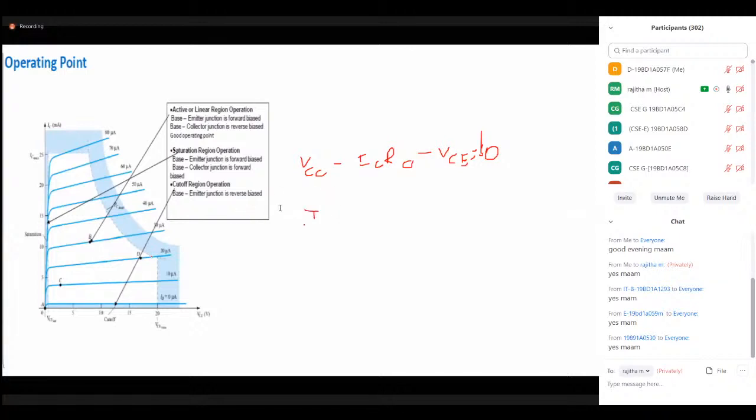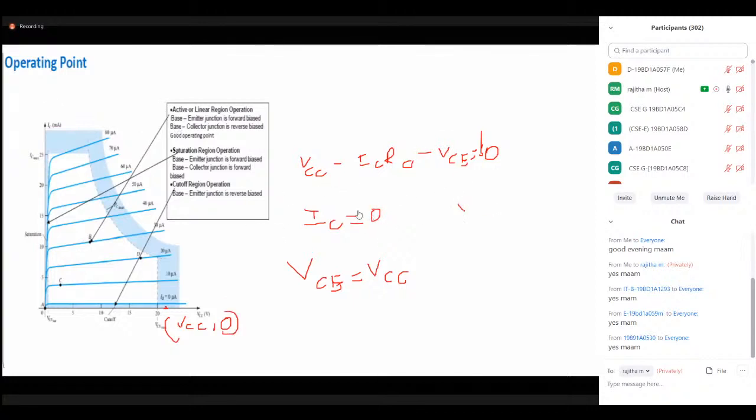Since IC is 0, then VC is equal to VCC. Hence node B is equal to VCC comma 0.